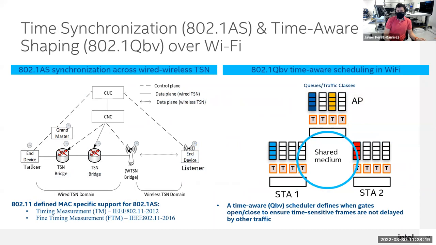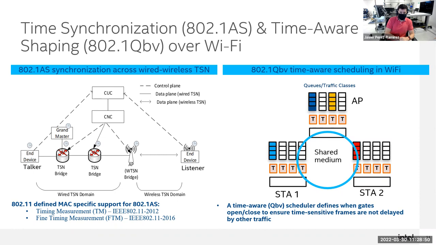And now, once I talk about the different use cases, what are the set of technologies that we have been working on in the lab, and how do they move us towards this goal of deterministic wireless communications? So today I'll be talking about 802.1AS over 802.11 and 802.1Qbv. The first one is accurate time synchronization over wireless, and the second one is time-aware scheduling.